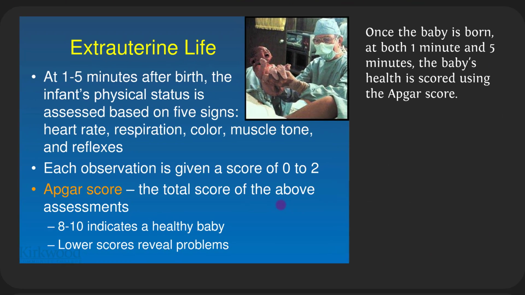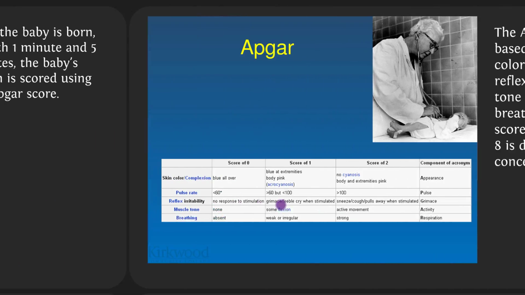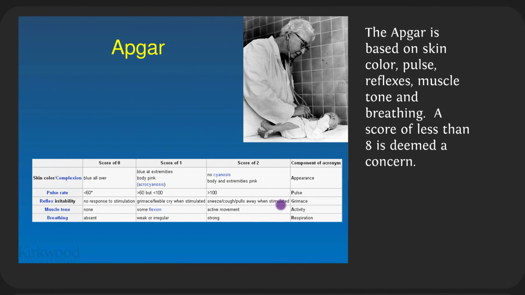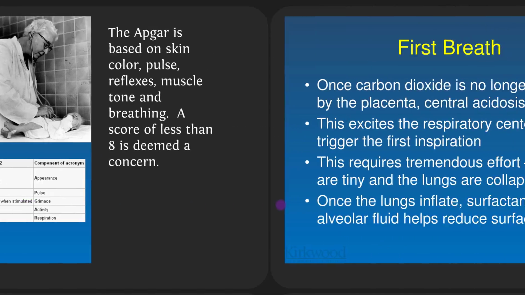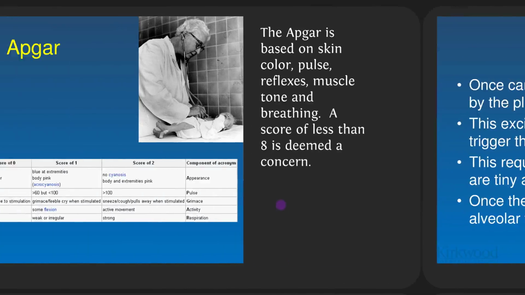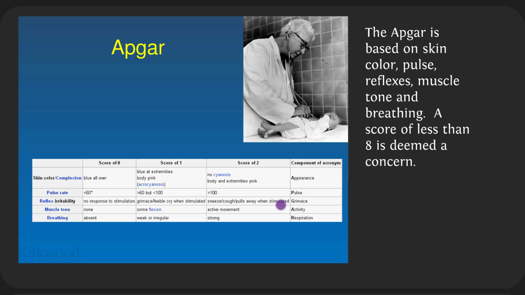Postpartum. Once the baby's born, at both 1 minute and 5 minutes, the baby's health is scored using the APGAR score. APGAR is based on skin color, pulse, reflexes, muscle tone, and breathing. A score of less than 8 is deemed a concern. It's kind of a classic. It was actually named after a Dr. Apgar.